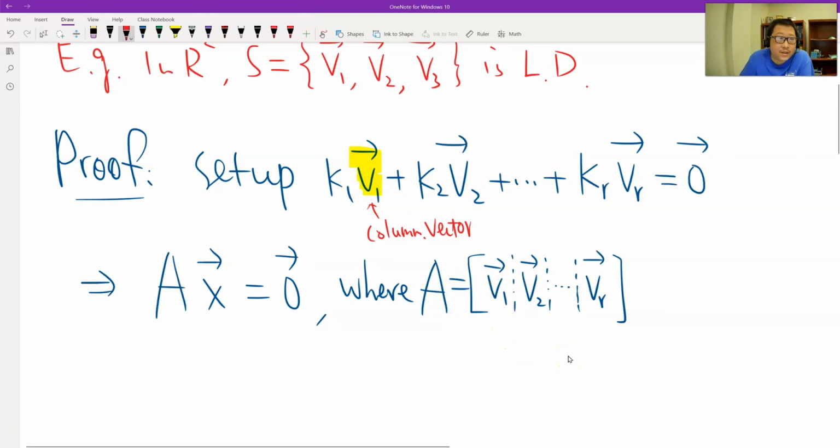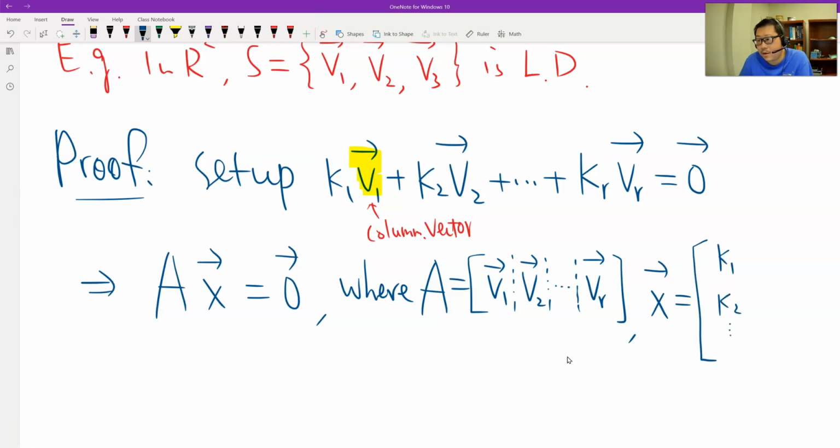And then what is x? x is the unknown vector: k1, k2, up to kr. You can easily verify that when this matrix is multiplied by this x vector, we definitely get it. This is a row, this is a column, multiplied together it is the linear combination.